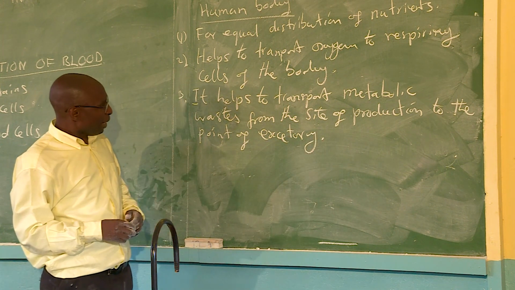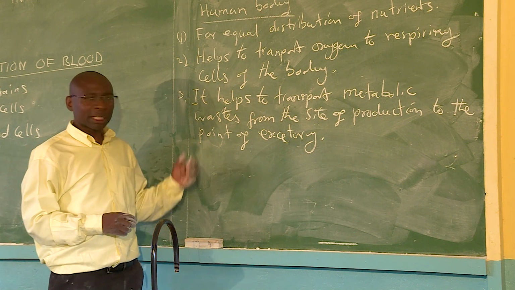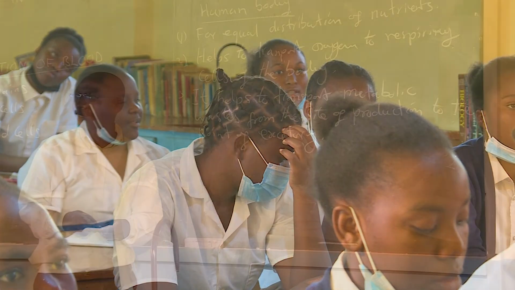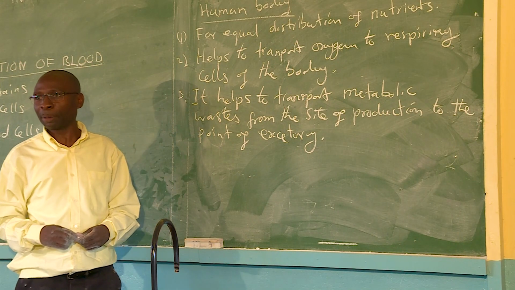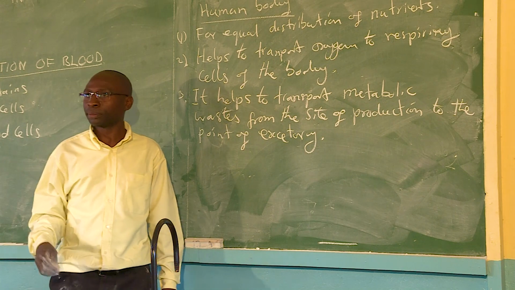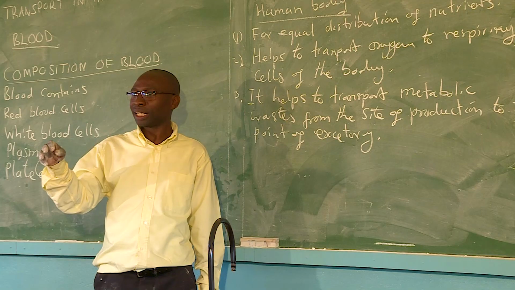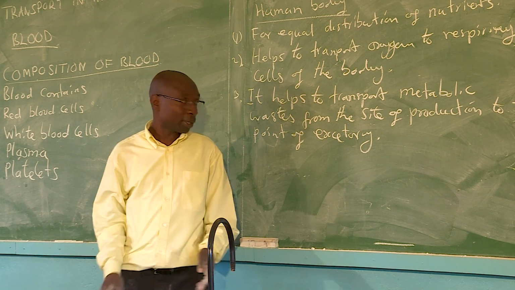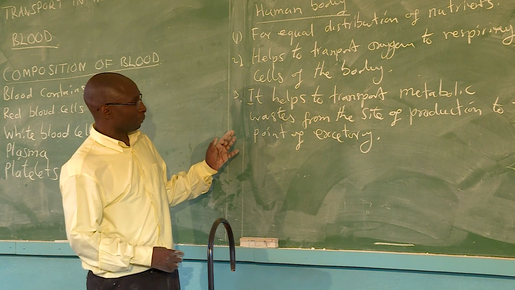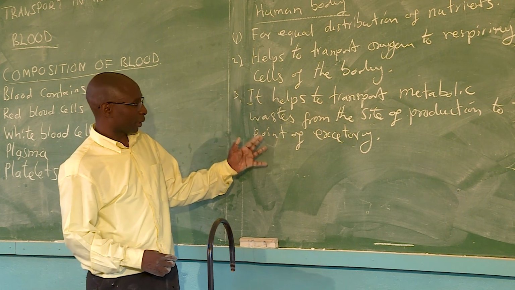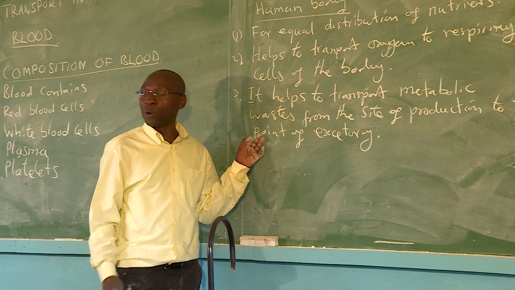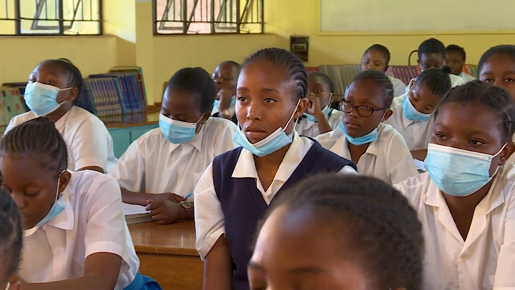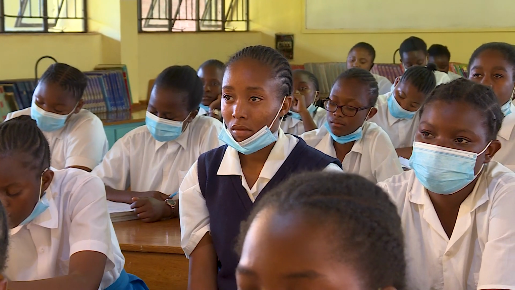Now, if I may ask, can we give examples of metabolic waste? Yes? Carbon dioxide. Carbon dioxide, yes, it's a metabolic waste. Yes, Peggy? Urea. Those are two examples. We have urea and carbon dioxide. They are the waste products of metabolism. They are produced as a result of chemical reactions in the body, and they are going to be taken to the point of excretion.